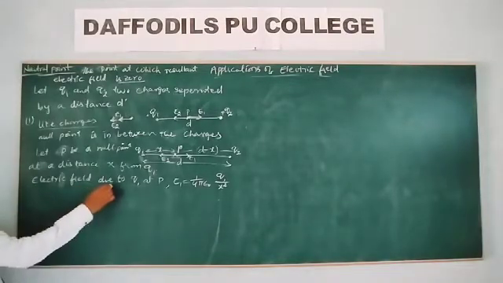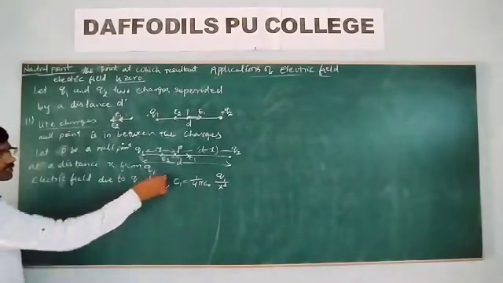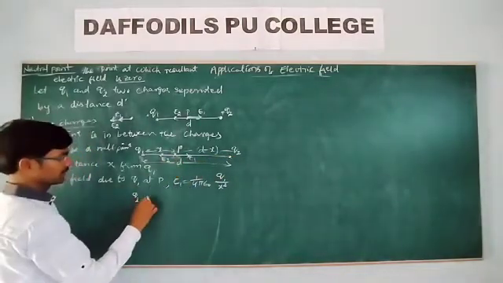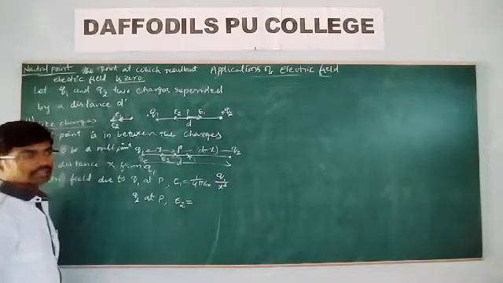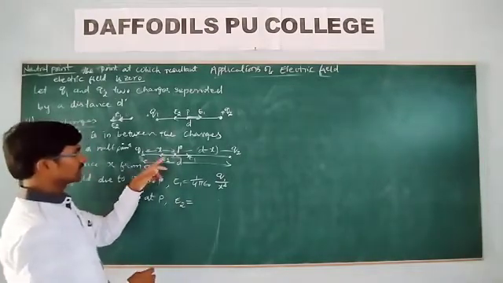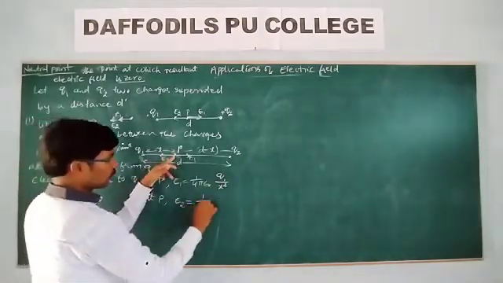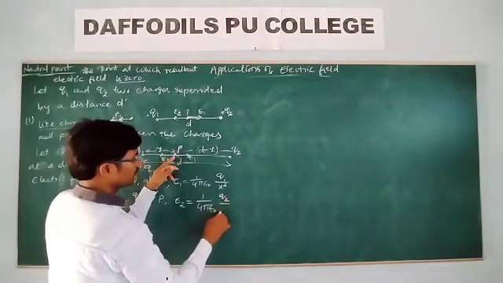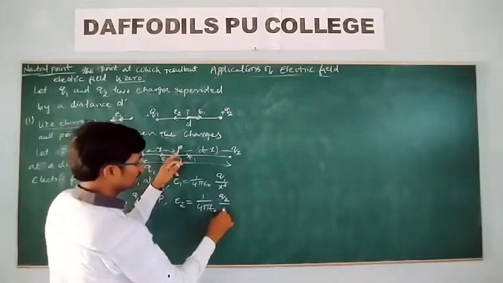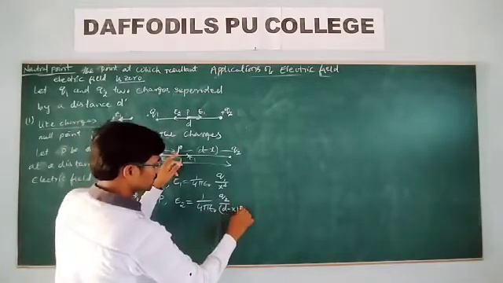Similarly, electric field due to charge q2 at this point P, E2, is equal to 1 by 4 pi epsilon naught q2 by what is the distance here? (d minus x) whole square.